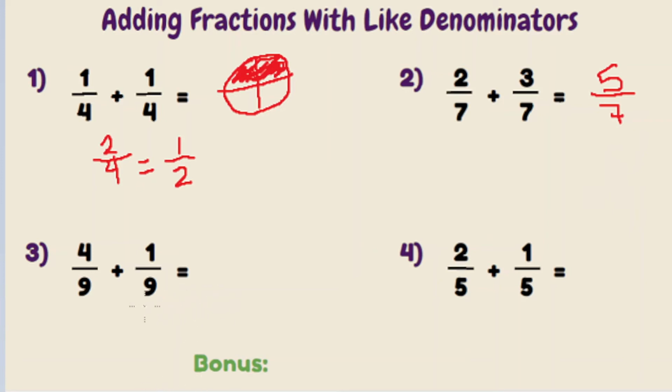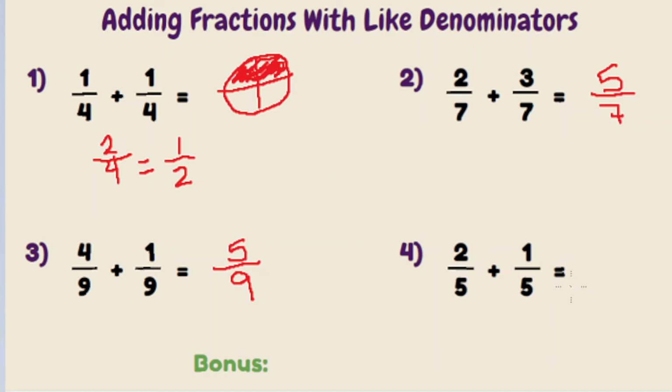Third example, 4/9 plus 1/9. We keep our denominator the same. 4 plus 1 is 5. Your answer is 5/9. Are there any factors of 5 and 9 that they share? The answer is no. So 5/9 is in its simplest form.